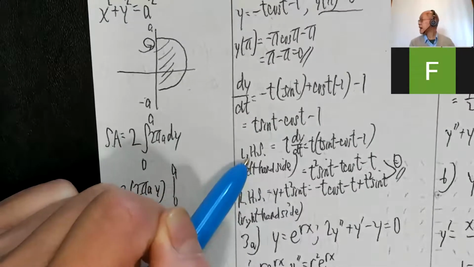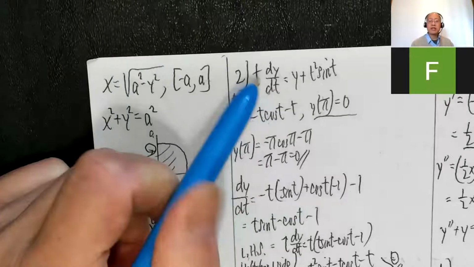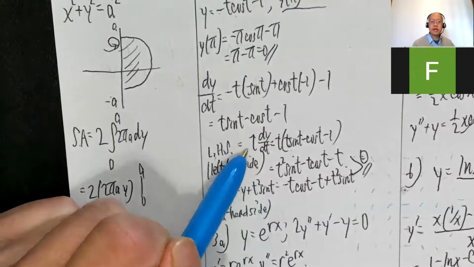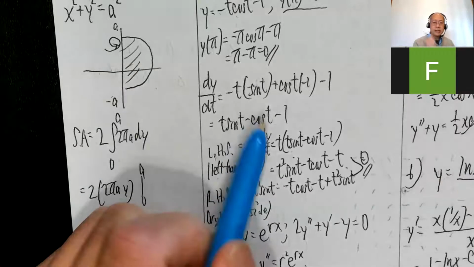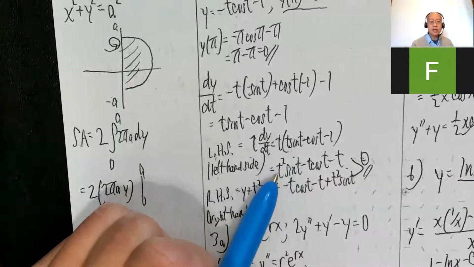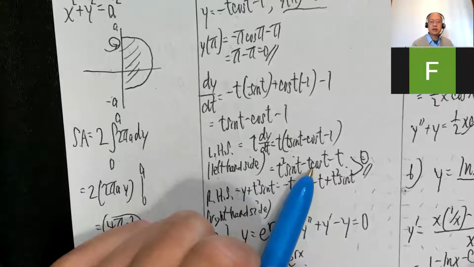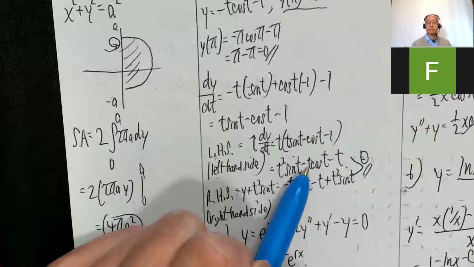All right, so I'm going to do the left-hand side, LHS. The left-hand side was t times dy dt. So t times what I got over here. T times t sine t minus cosine t minus 1. So that's t squared sine t minus t cosine t minus t. So that's the left-hand side.